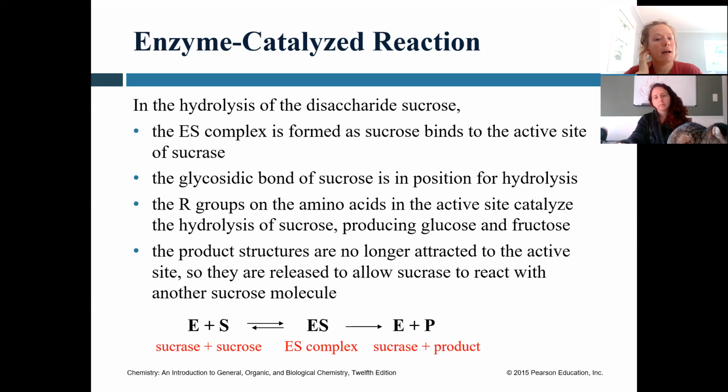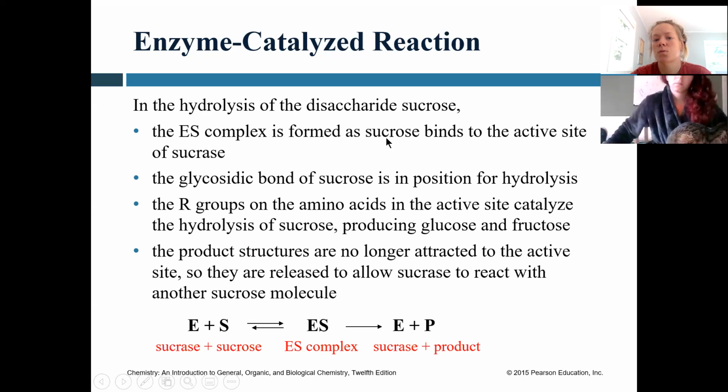I feel like we've already talked about this one, but in the hydrolysis of the disaccharide sucrose, our enzyme substrate complex is when the sucrose binds to the active site of the sucrase. That glycosidic bond of the sucrose is in a position for hydrolysis. Remember, when we have a disaccharide or any polysaccharide, they're connected with that glycosidic bond. That glycosidic bond is what ends up interacting with the enzyme group, and it breaks it. So the R group of the amino acid at the active site catalyzes the hydrolysis of the sucrose, and it will break it into glucose and fructose.